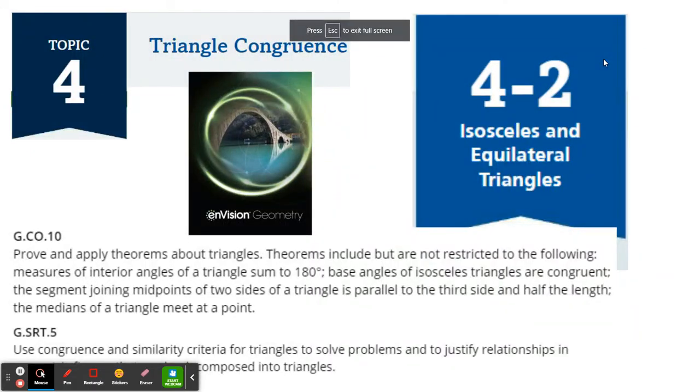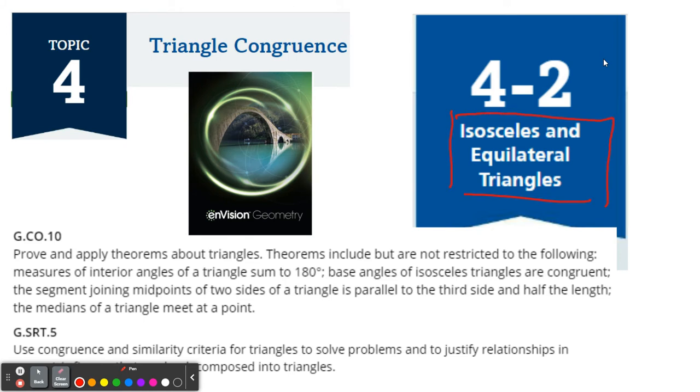Hello, geometry students, and welcome to lesson 4.2 on isosceles and equilateral triangles. These are two special types of triangles. You might have some prior knowledge of these, and they have some good properties that we want to use going forward. So let's take a look at these two types of triangles.